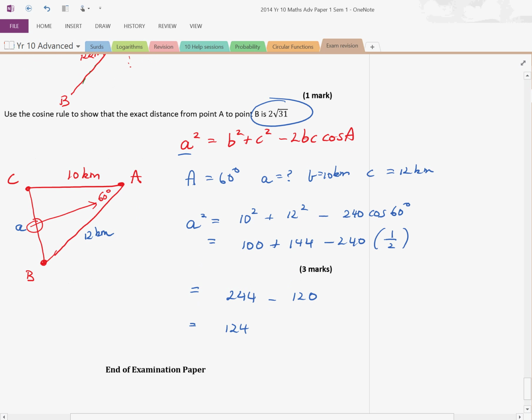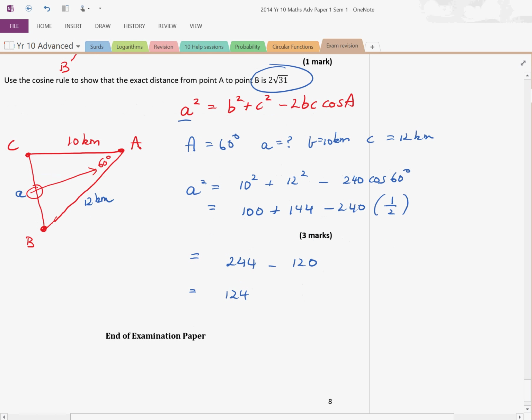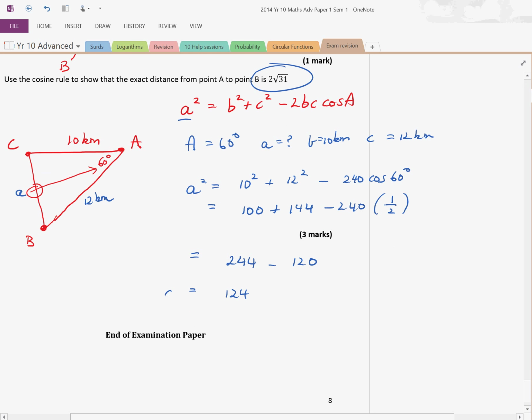Now, it says here we've got to prove that it's this. If you go ahead and use the answer, throw it into the equation, you get no marks, because you've got to prove it. You never use the answer. You always come to the answer when it says show that. And this is for exam 2 as well. If you're asked to show something and use the answer and plug it into a formula, you'll get no marks. All right? So, 124. Now, be careful, that's a squared.